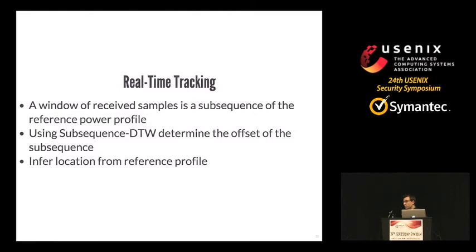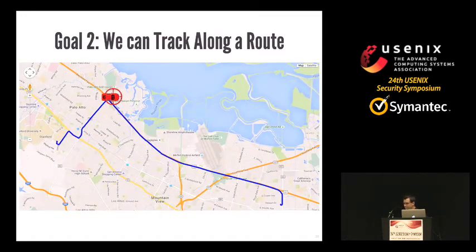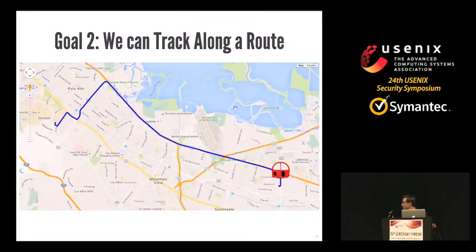Let's talk about the real-time tracking. Again, we accumulate a window of samples, and we would like to track a user along a certain route. For that, we use a variant of dynamic time warping called subsequence DTW to determine the offset of this subsequence of samples we received in the larger reference profile. According to this offset and the corresponding coordinates we know for it, we can infer the current location of the user. That's an animation based on some real data we recorded. You can see that we quite successfully can track the vehicle along the road. The vehicle represents the true location, and this target the estimate. And you see that towards the end we have some error, like we jump ahead. I'll talk about those errors in a second.